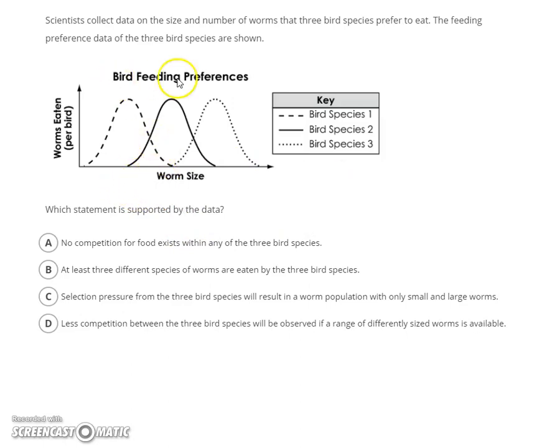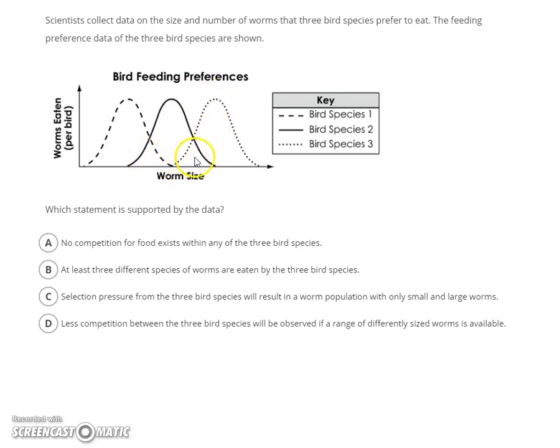We're looking at bird preference in worm size. What size do these different birds prefer to eat? So species 1, remember these are frequency curves, so mostly species 1 likes these guys here that are about this size, but they'd eat them a little smaller, and they'd also eat them a little bigger. And then species 2, again, that's the preferred size right in the middle there, but they would also eat them a little smaller or a little bigger, and same thing for 3.